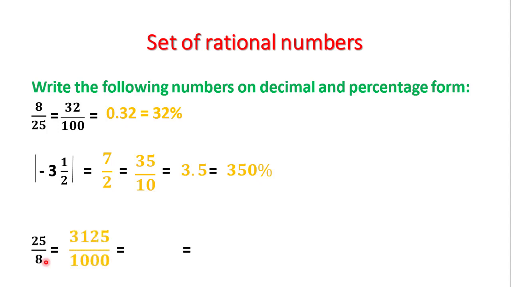Okay, it will be 3,125 over 1,000. I can write it as a decimal number by putting the decimal point after 3 places, because we have here 3 zeros, 1, 2, 3. So it will be 3.125. From decimal to percent, multiply by 100 and put the percentage sign. So here it will be 312.5%.